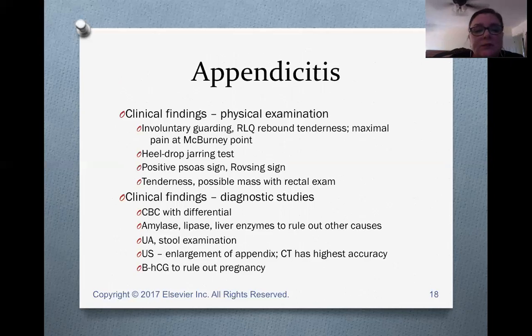So just some different ways to test for appendicitis. CBC with diff to check if there's an elevated white blood count. A CT scan of the abdomen is the most accurate or precise way to test for appendicitis. You can send them for an ultrasound just to make sure that they're not seeing an enlargement, and that is pretty highly sensitive, but certainly abdominal CT is going to be the most accurate.